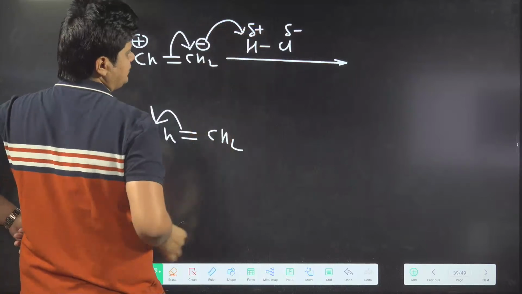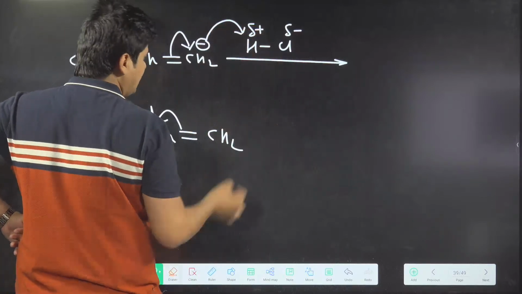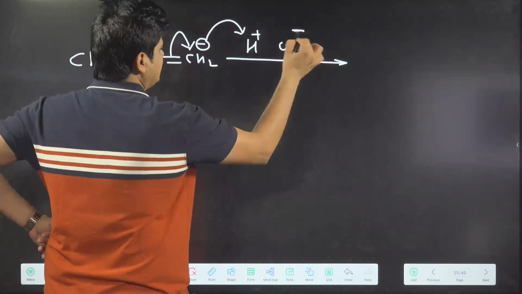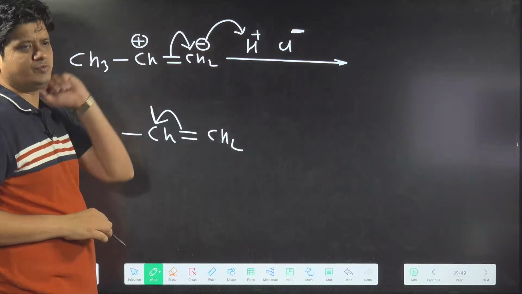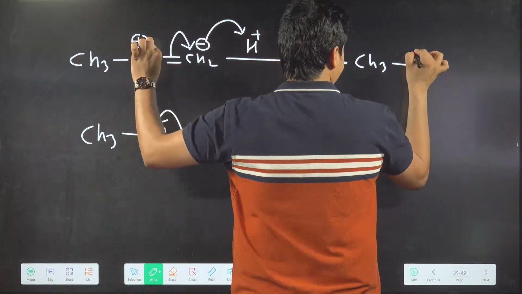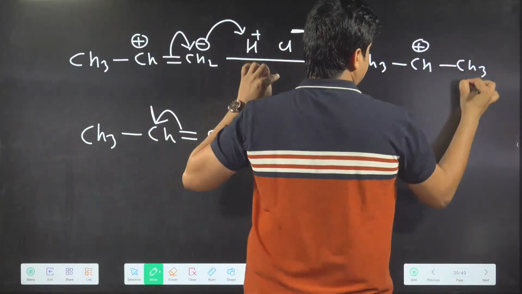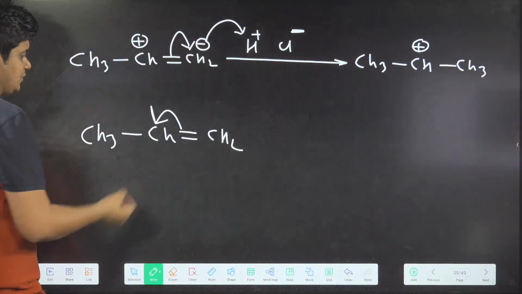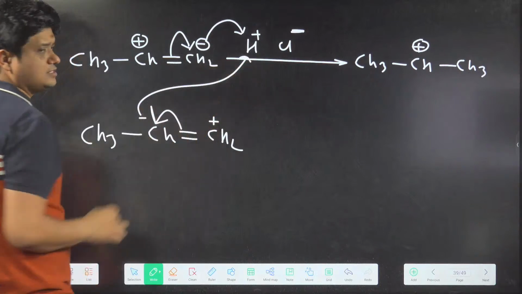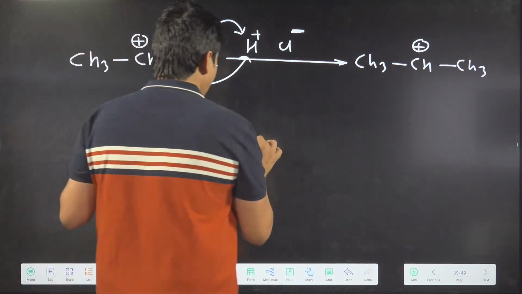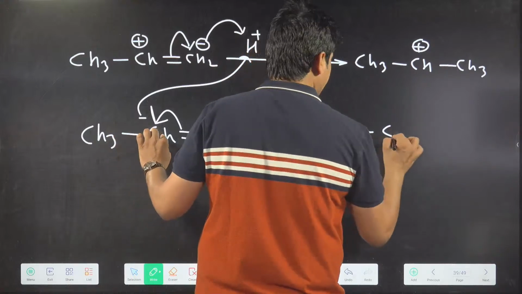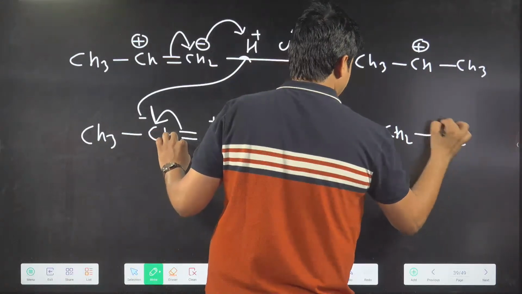Minus immediately binds with H plus. For simplicity, HCl you can write like H plus Cl minus. So it becomes easier for you. Minus immediately binds with plus. What will happen? One possibility, you will get this CH3 CH plus CH3. Second possibility, you are breaking like this, minus forms in this region, plus in this region. Minus immediately binds with H plus. So this becomes CH3 CH2 and this becomes CH2 plus.